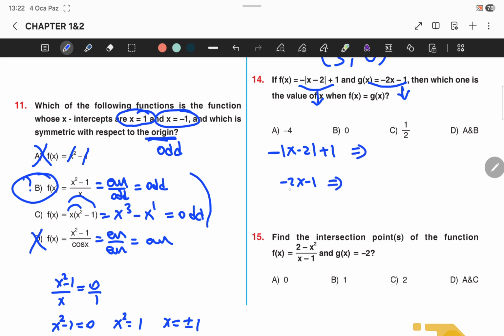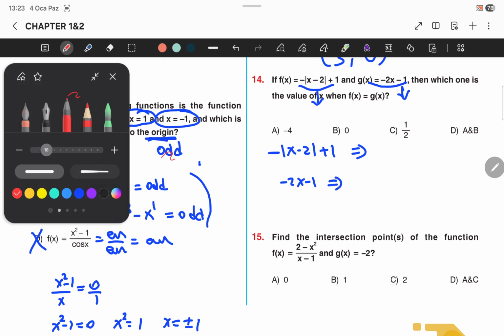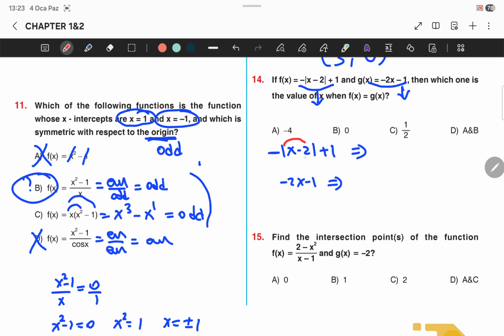First, let me check 0 for this one. Let me change the color. Okay. If I replace 0, what will be here? Negative 2, isn't it? If I bring it out, it will be positive 2, but in front we have a negative. Finally, it will be negative 2 plus 1. What will be the result? Negative 1. Can I replace 0 here? What will be here? If I replace 0, 0 minus 1 is negative 1. You see, I replace 0, and both answers I get are negative 1. So B is directly my answer, because B is the point of intersection.